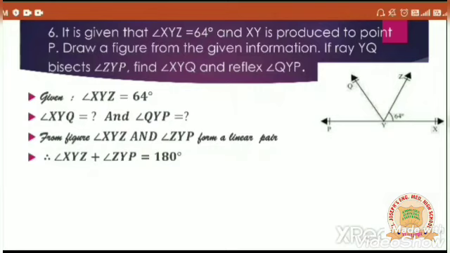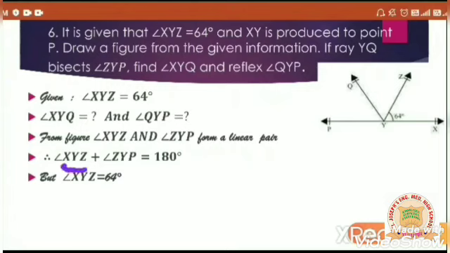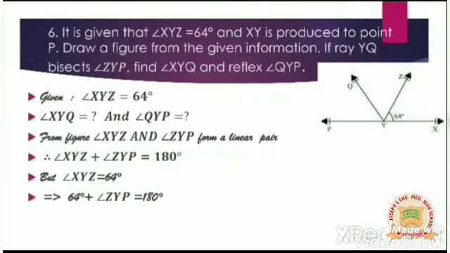But XYZ, in the question itself, they have given that it is equal to 64 degrees. We are going to substitute that 64 degrees in place of XYZ. So 64 plus ZYP is equal to 180 degrees. Now if you take that 64 to the right-hand side, it will become minus 64. Now ZYP is equal to how much? 180 minus 64 will give you 116.